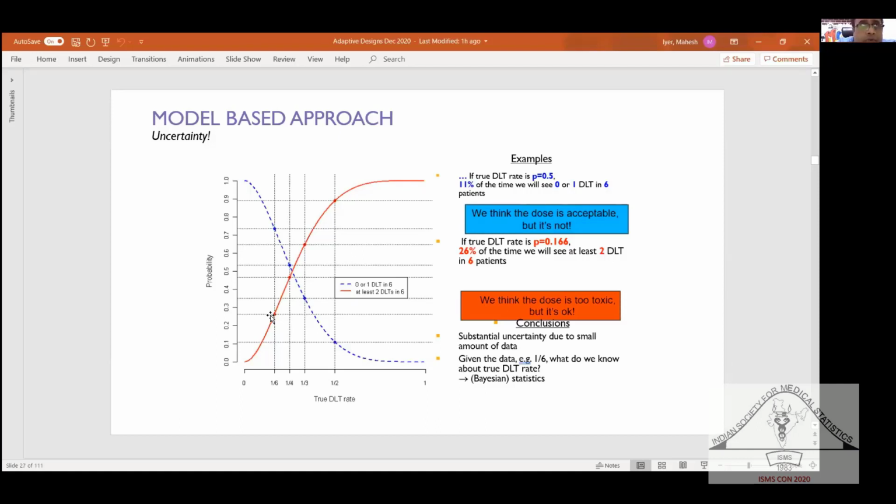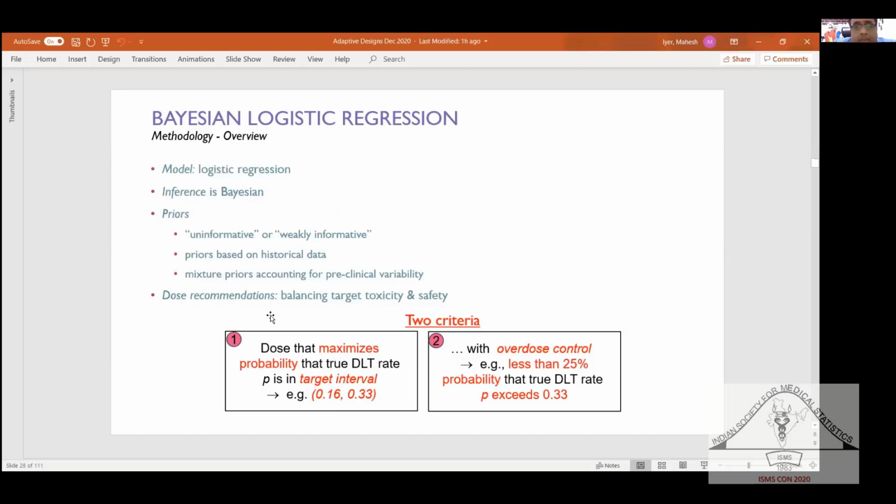All right. So because of these two reasons, what we have now started to do is to say that the 3+3 design, while it served its purpose, is not really the best approach. So how can I make this better? I can make this better by using more adaptive designs, a model-based approach. My methodology is that I'm going to use a logistic regression. So it's called a BLRM, Bayesian Logistic Regression Model.